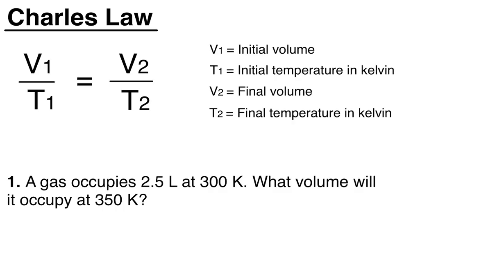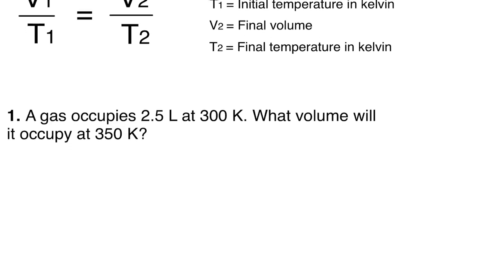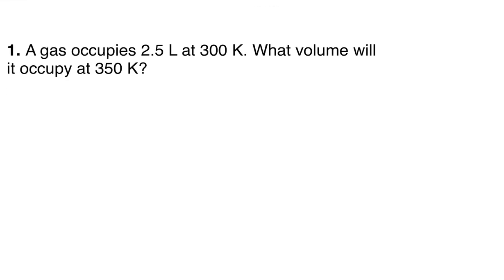So if we're given the temperature in degrees Celsius, we have to add 273 to it to convert it to Kelvin. So let's go over our first problem here. A gas occupies 2.5 liters at 300 Kelvin. What volume will it occupy at 350 Kelvin? So let's write out our equation.